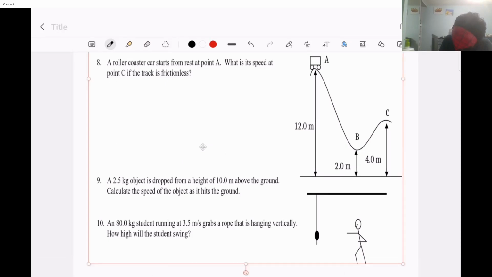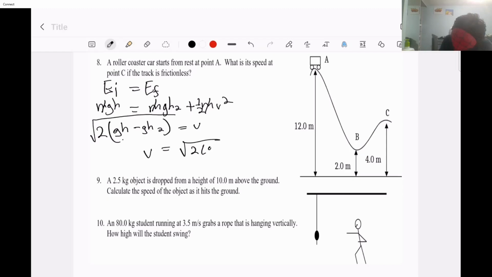So v is equal to, let's plug in. Let's factor out the g. 9.8 times 12 minus 4. So solve: 2 times 9.8 times 8. I got 12.52 meters per second on my calculator, but it should be in 2 sig figs. So 13 meters per second should be our answer.